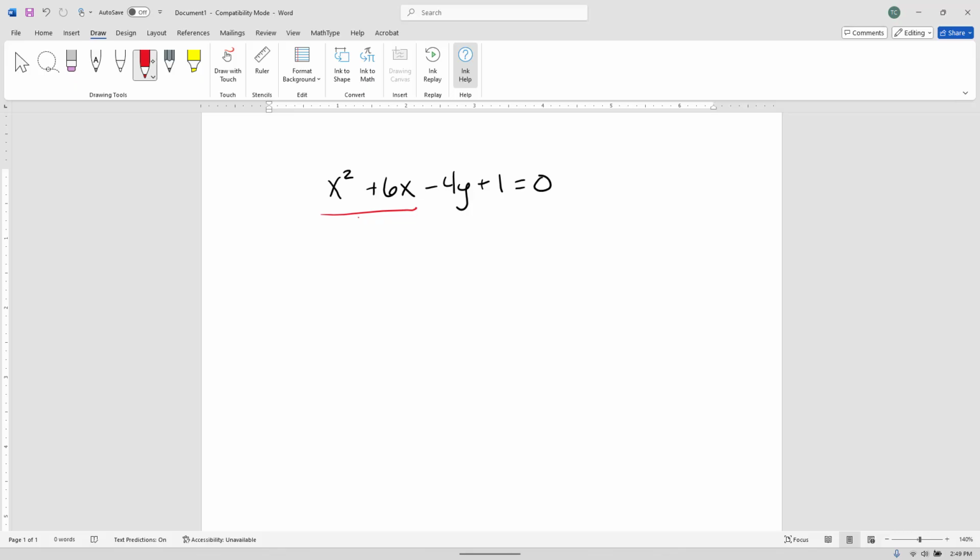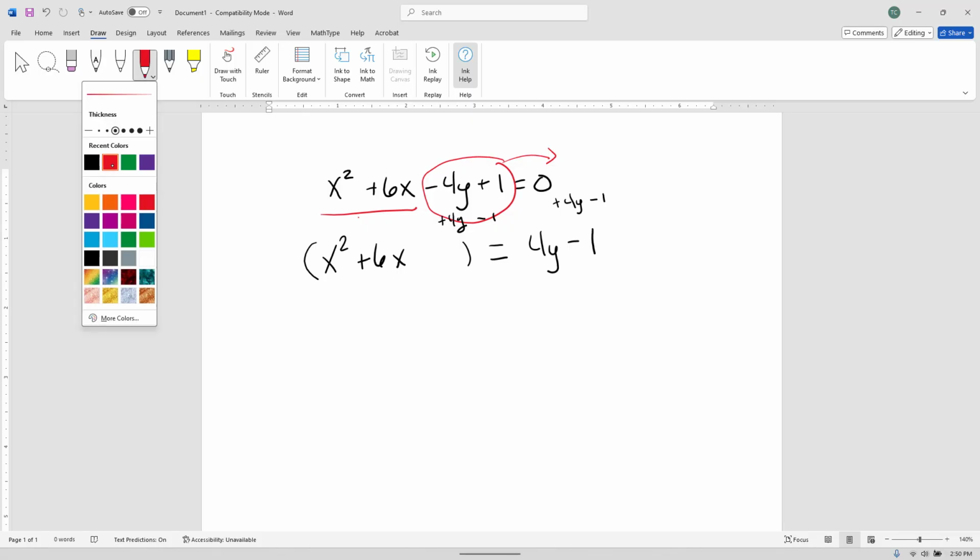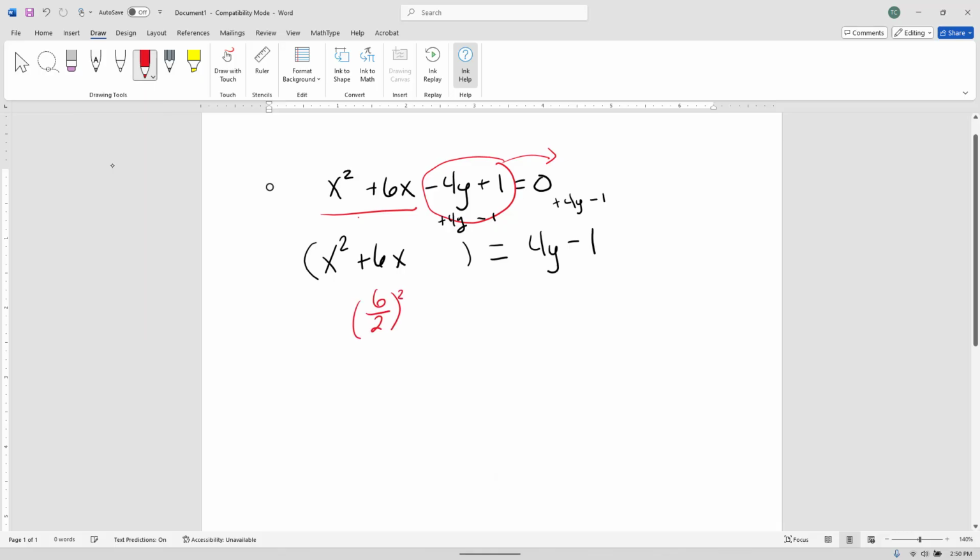I'm going to complete the square here. This material is going to be moved to the other side. x squared plus 6x equals, leave a space, 4y minus 1, right? Because I add a 4y and I subtract a 1. Okay, now I'm just going to put a little parenthesis around that, and that's where I'm going to add in my third term to complete the trinomial square. It's going to be half of the 6 and then square it. Half of the 6 is 3, squared is 9. So I'm going to add a 9 there.